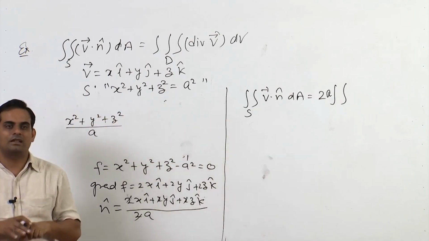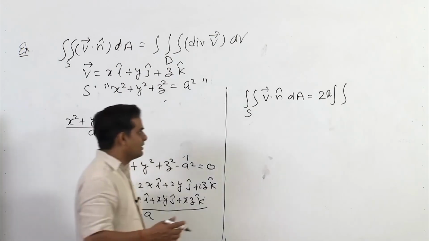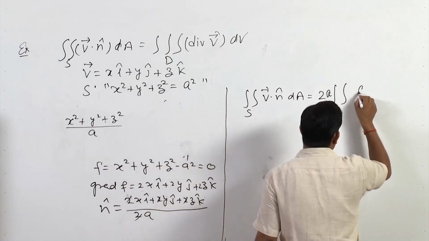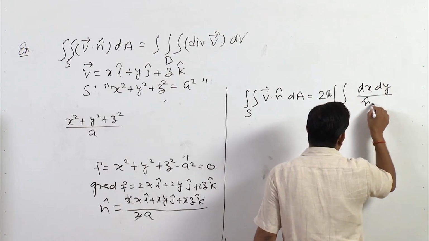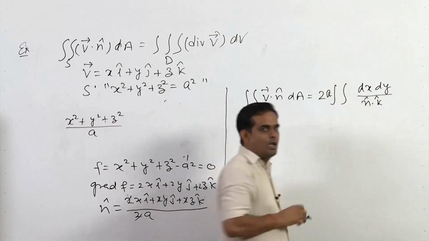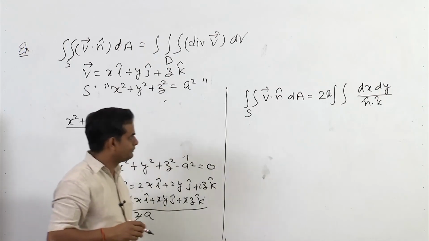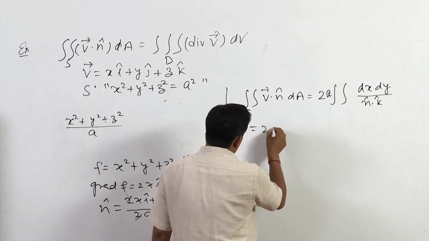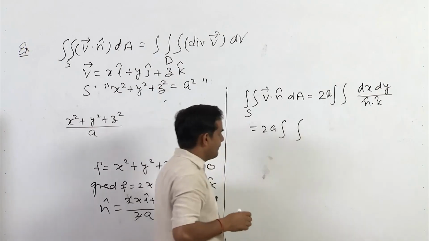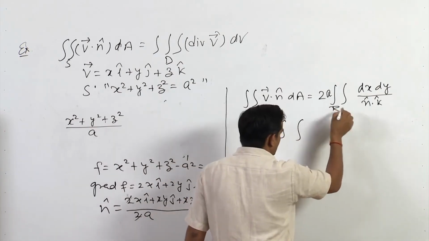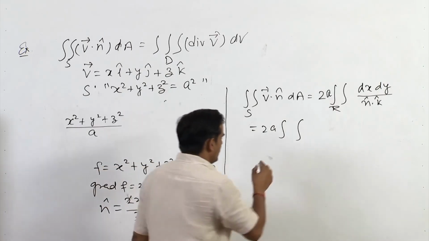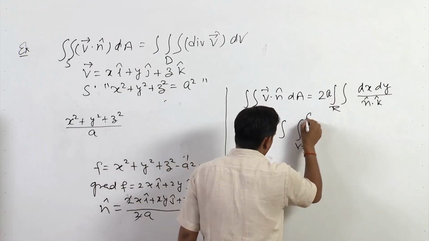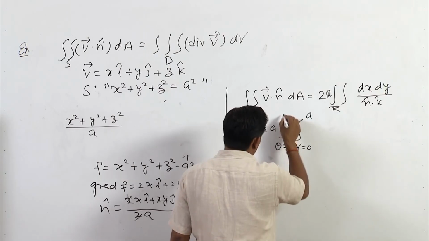So let me project this surface on the xy plane. When I project it on the xy plane, dA will become dx dy upon n dot k. This equals twice a. In the xy plane I am having the region R. So R will be a circle of radius a. So r will go from 0 to a, and theta will go from 0 to 2 pi.